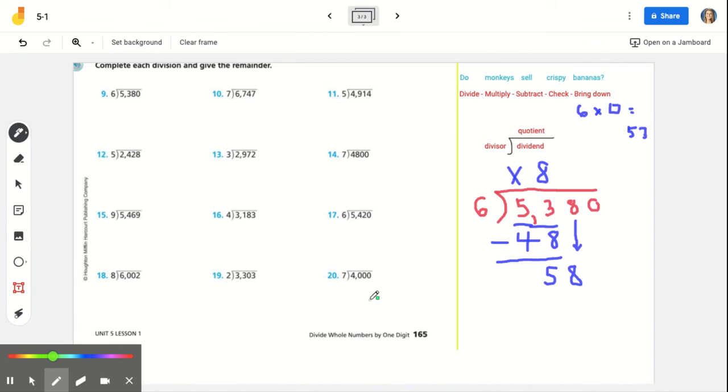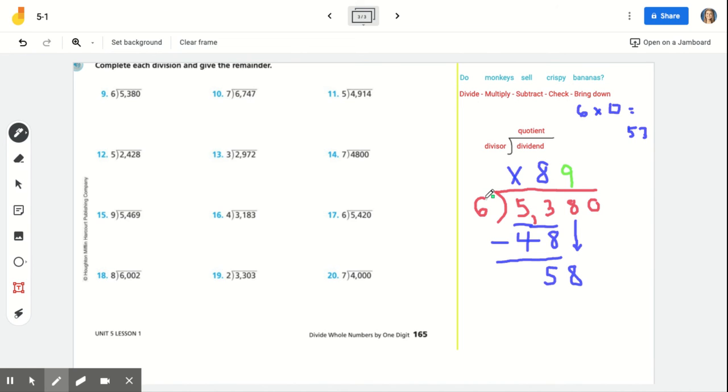Okay, and then now we're going to repeat the steps, basically. We're going to start back over at divide. How many times can 6 go into 58? 9 times. So the 9 is going to go in our quotient. Again, digit by digit, it's going to go next to the 8. 9 is going to be in the 10 spot.